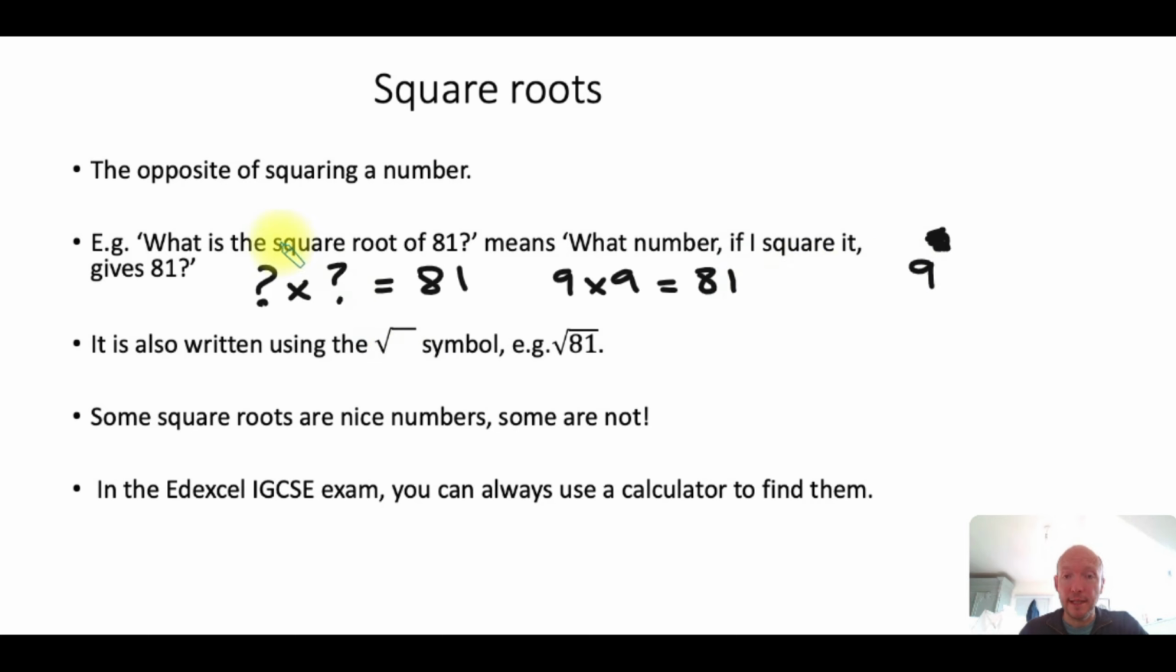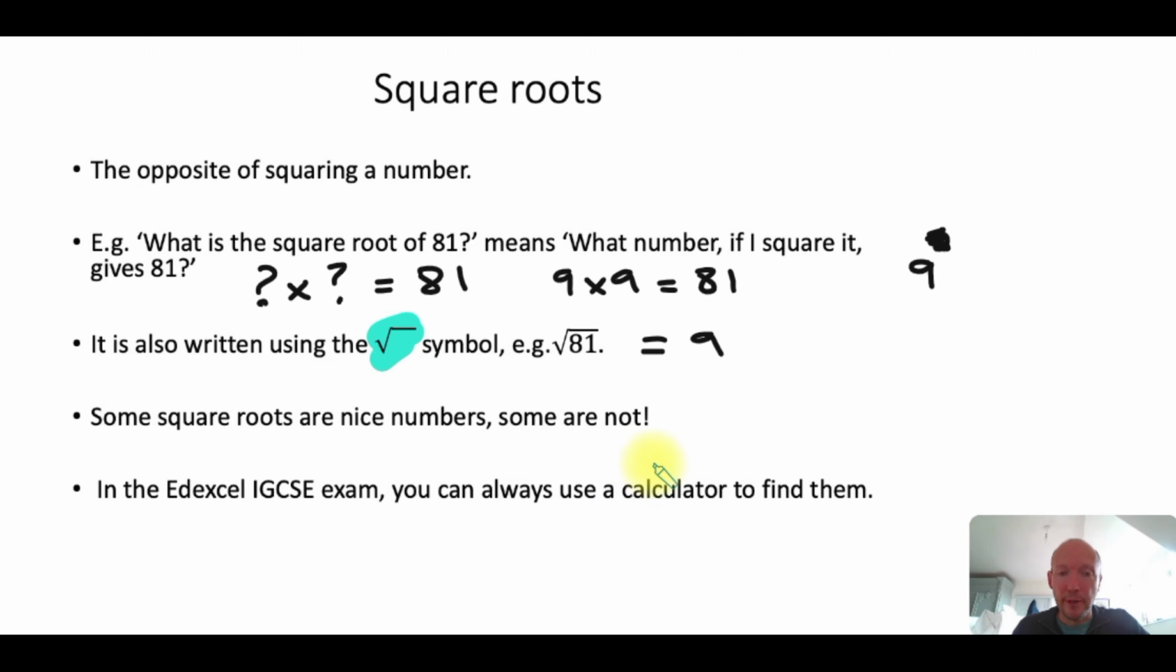Now, you can write it in words, what is the square root? But you can also use this symbol here. This symbol means square root. So to write the square root, we first write that symbol, and then we put the number we want to square root on the inside of that. So again, this here, the square root of 81, is the same as we got here. That means what number, if we square it, gives 81. And again, the answer would be 9.